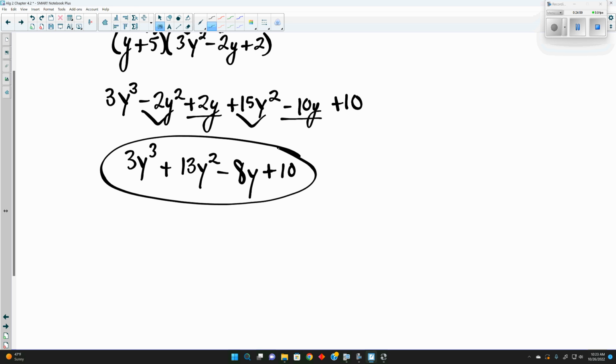Any questions on multiplication? Any questions on anything we've done so far?